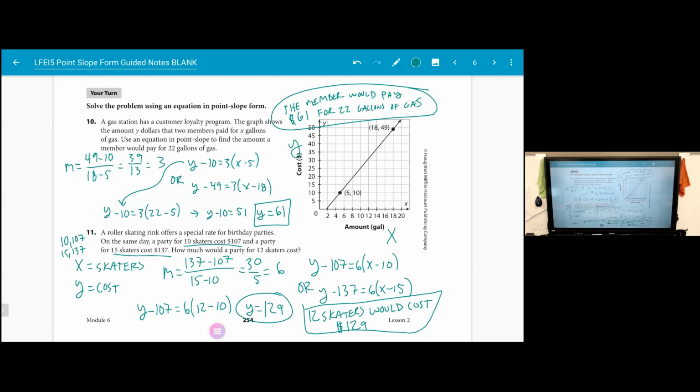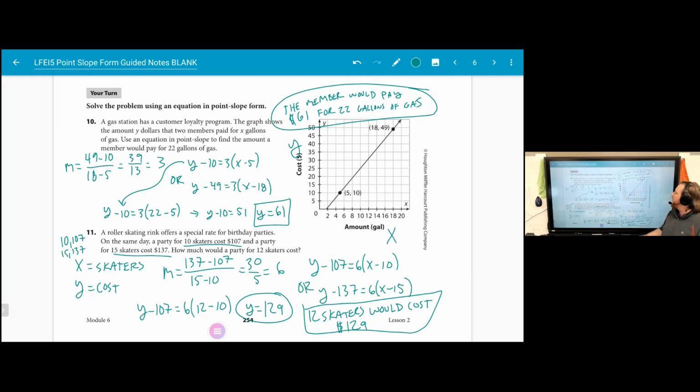All right, let's go ahead and check our work here. We've got 2 points. We've got X as our gallons, Y as our cost. We find a slope, so 49 minus 10 divided by 18 minus 5. Our slope is 3, or $3 per gallon. We plug either point in. I did them both here, but then I only used the top one. So Y minus 10 equals 3 times X minus 5.